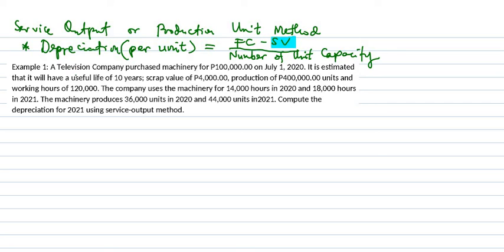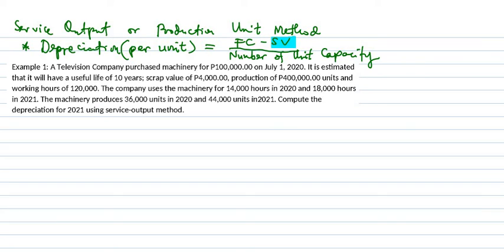So example number 1: a television company purchased machinery for 100,000 on July 1, 2020. It is estimated that it will have a useful life of 10 years, scrap value of 4,000, production of 400,000 units, and working hours of 120,000. The company uses the machinery for 14,000 hours in 2020 and 18,000 hours in 2021. The machinery produces 36,000 units in 2020 and 44,000 units in 2021. Compute the depreciation for 2021 using the service output method.